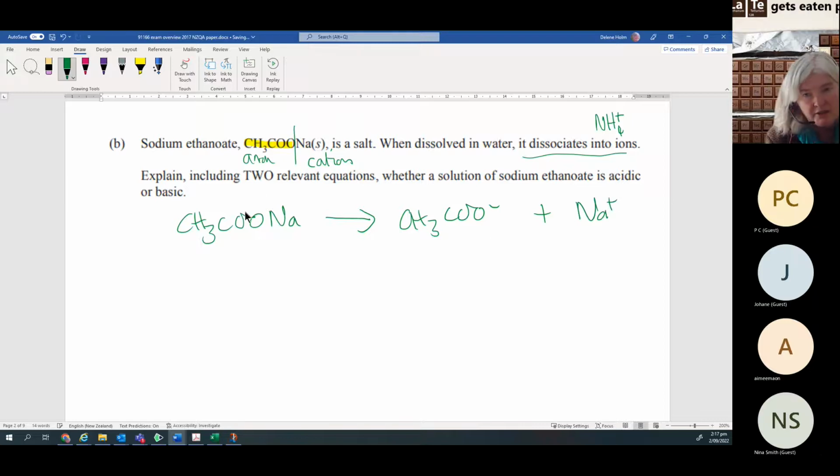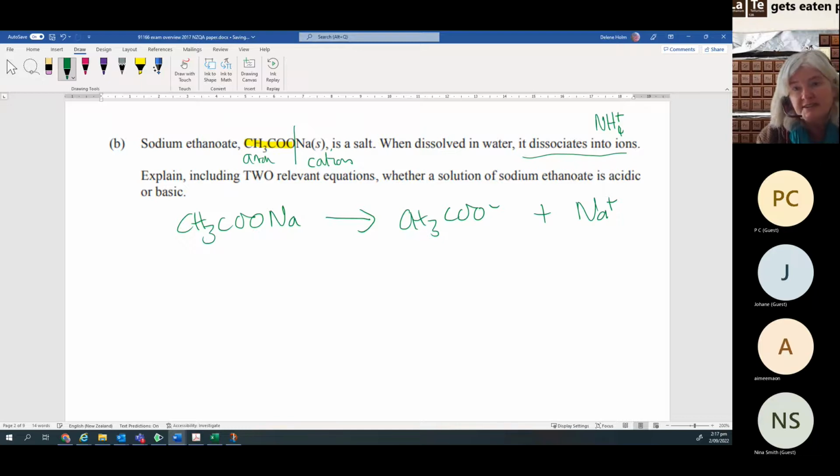So all my sodium ethanoate has disappeared now, for want of a better word. It's all gone because it's now been transformed into ethanoate ions and sodium ions. Now, sodium ions won't react further with water. They just sit there with water and they don't do anything. Sodium ions in solution are always spectator ions. But the ethanoate ions will react further because this is actually a conjugate base of a weak acid.